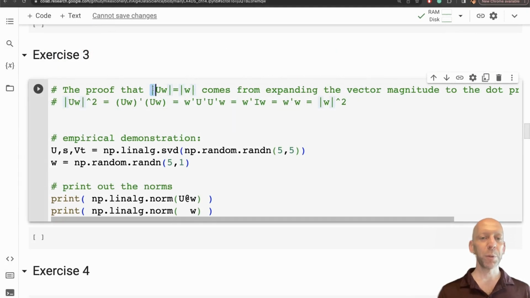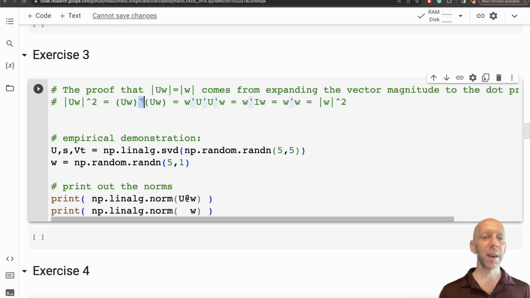So, how to prove this equality? The proof is pretty simple. You just want to write out, here we can square it. You just want to write this out as vector notation. So, the magnitude squared of UW, remembering that U is a matrix, but UW is still a vector. Okay, so the magnitude squared of UW is (UW) transpose times UW.